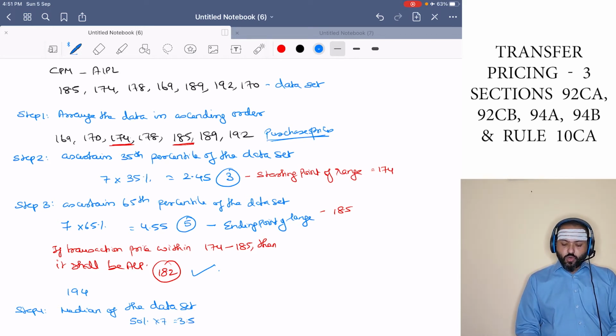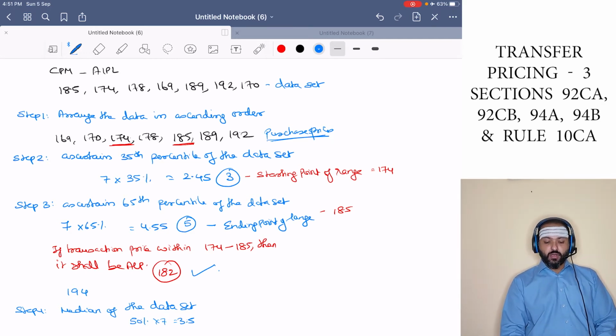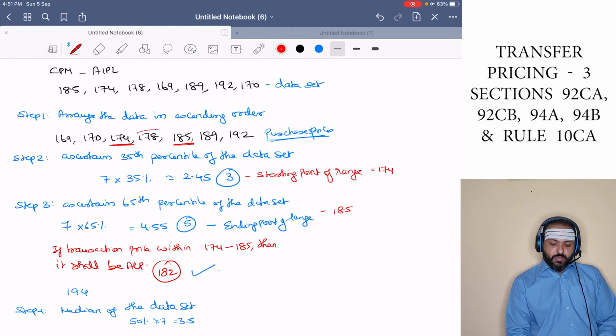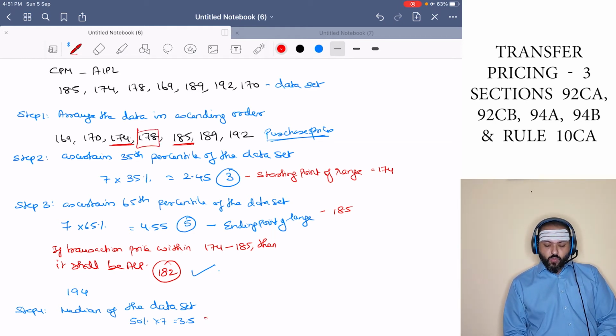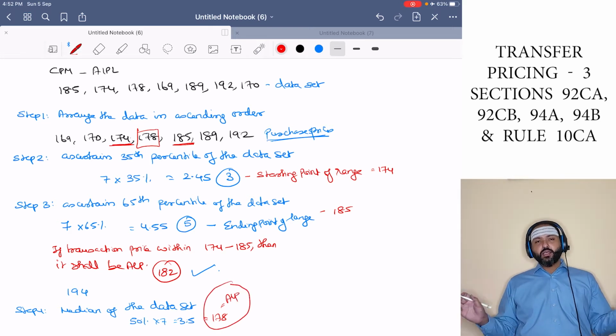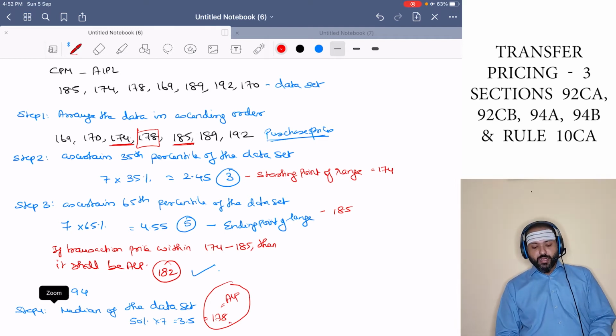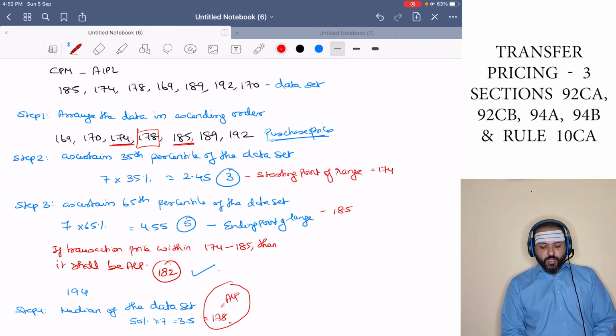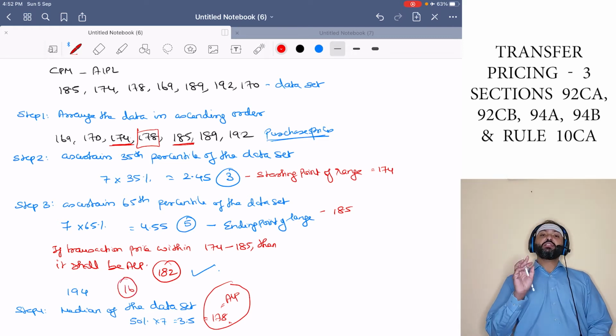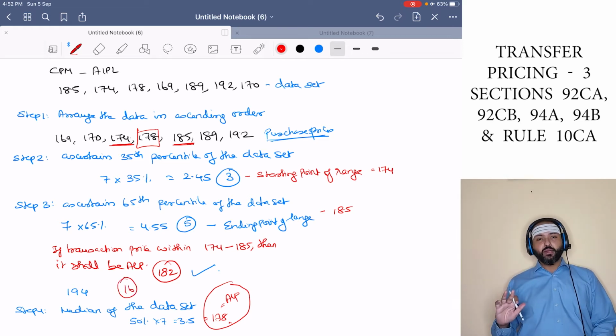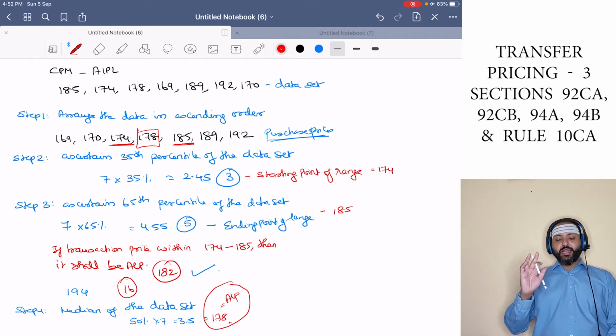Is this a whole number? No. Therefore, take the next number. What is the next number? 4. Therefore, this is the number we will take. Therefore, 178 equals arm's length price. Now that your arm's length price is 178 and the transactional price is 194, you will have to do an adjustment of 16 per unit. 16 per unit has to be added back to income.